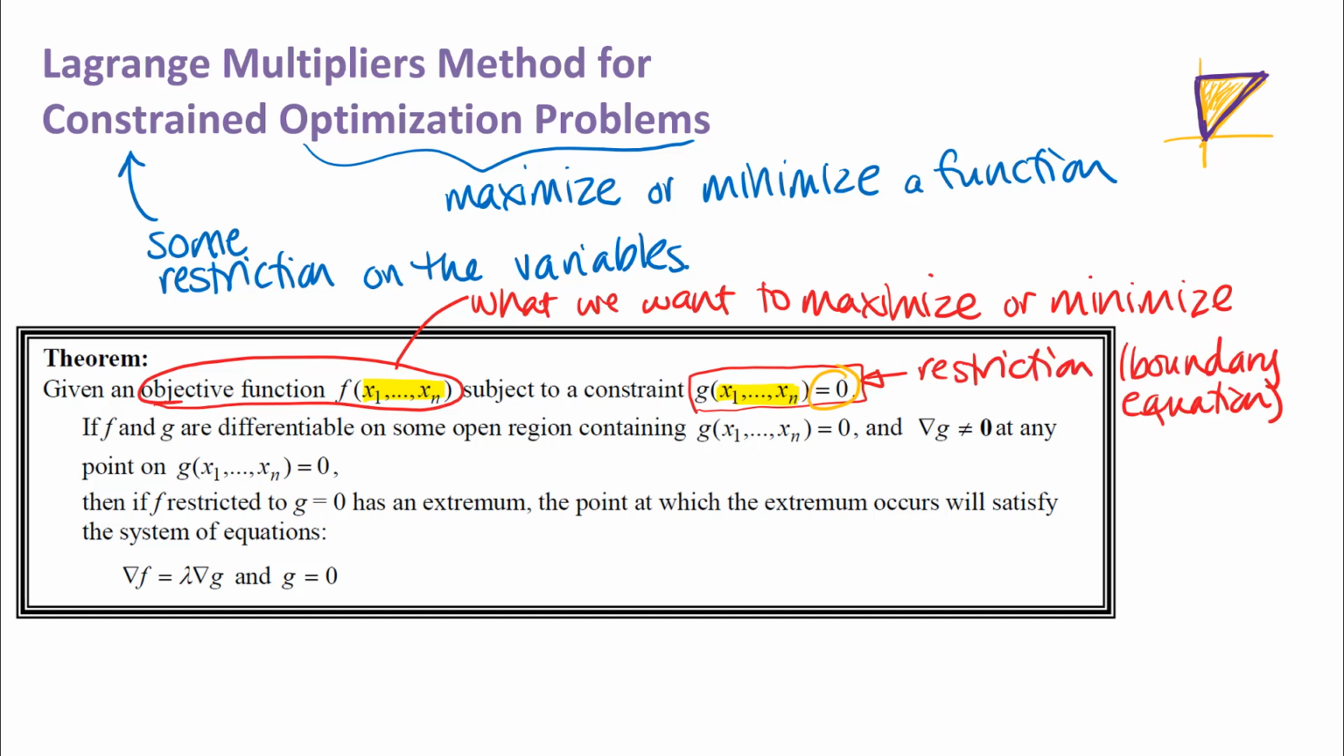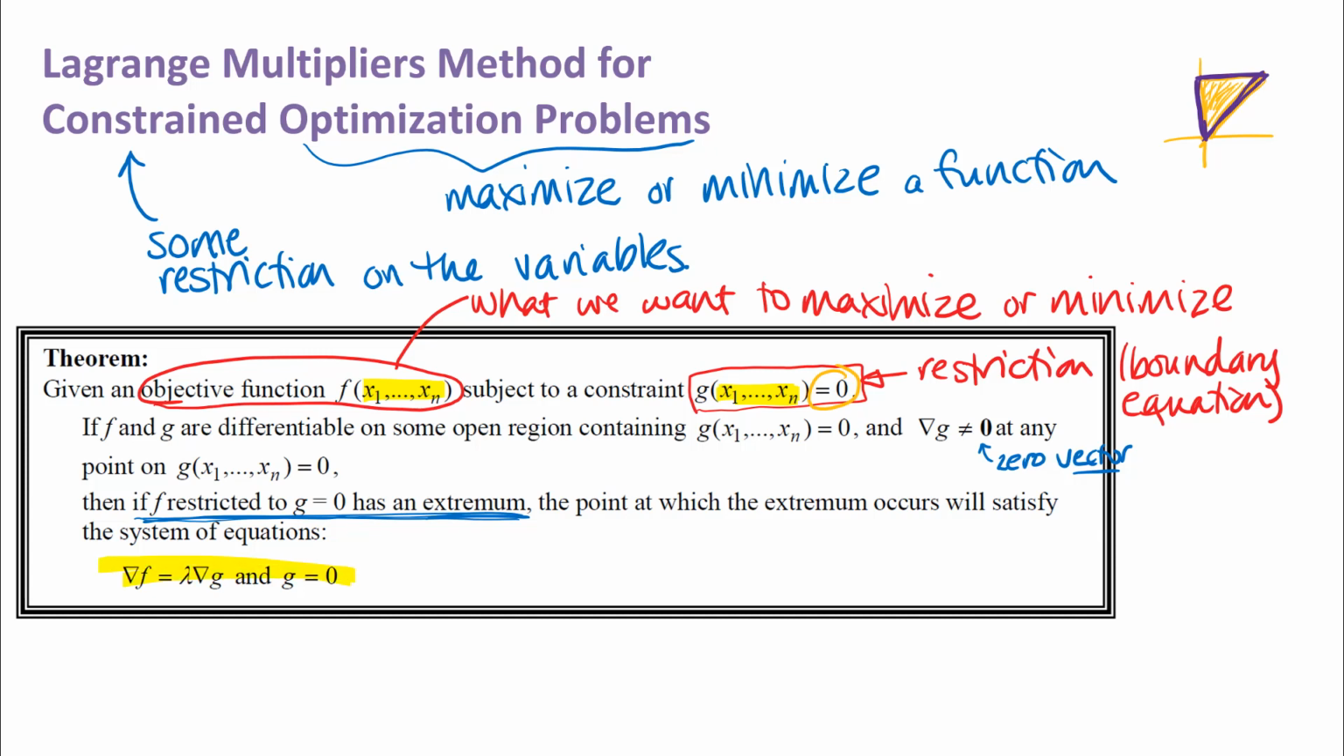Okay, and so the conditions for the theorem say that if our function f that we want to maximize or minimize, we call that our objective function, and our function g set equal to 0, so level surface of a function g, are differentiable on some open region containing the restriction or constraint, and the gradient of g is not the 0 vector on that constraint. Then this theorem tells us that if f restricted to g equals 0 has an extreme value, so it doesn't guarantee that there will be one, but it says if there is one, then the point at which the extremum occurs satisfies this system of equations.